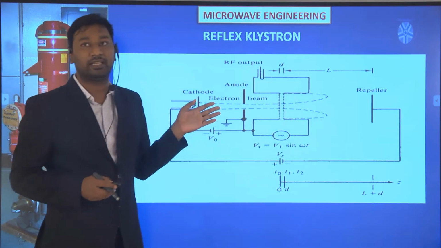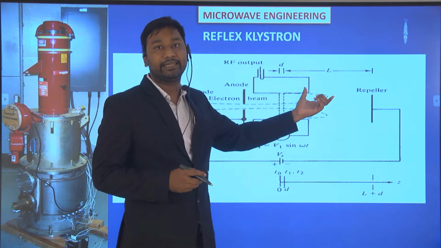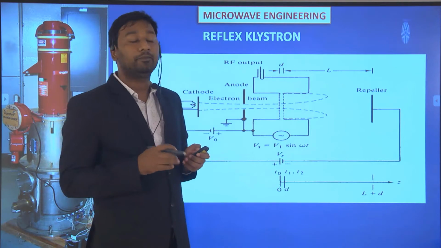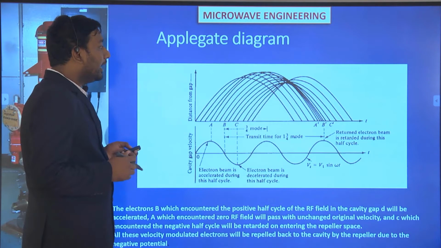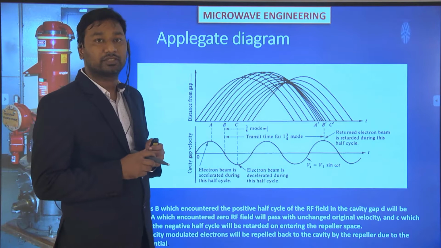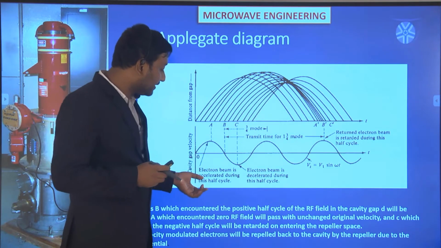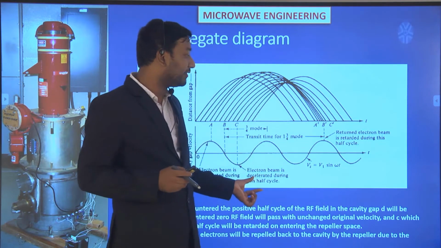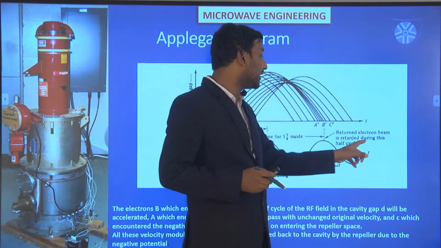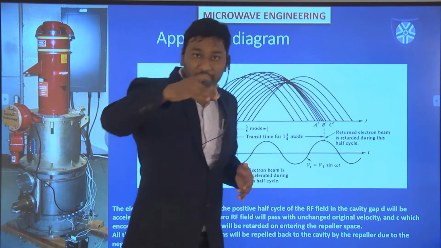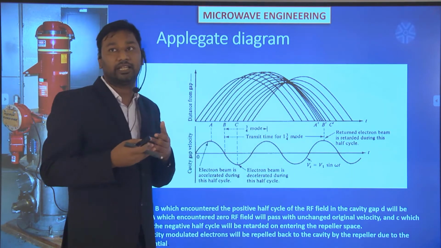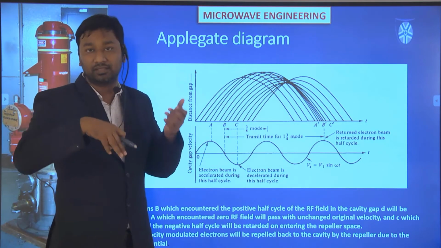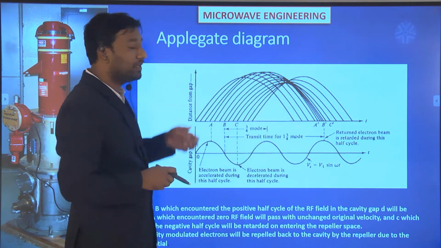In the last class we saw how Z is calculated as well as its different parameters. Now we will see the applegate diagram of the reflex klystron oscillator. In the applegate diagram, the electron beam is accelerated during the positive half cycle and decelerated during the negative half cycle, and the return electron beam is retarded during this cycle. Whenever the returning electron beam comes to the cavity walls, its kinetic energy is converted to electromagnetic energy and the oscillation process goes on. So that is the applegate diagram.